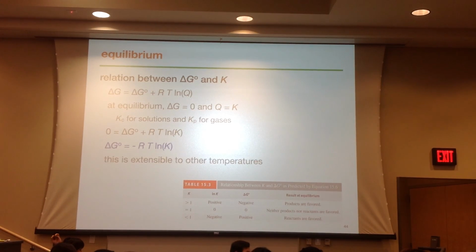All right. So we can extend this also to other temperatures. Delta G0 as a function of temperature is equal to minus RT times the natural log of the equilibrium constant at temperature T. So if I know the equilibrium constant as a function of temperature, then I also know delta G0 as a function of temperature.